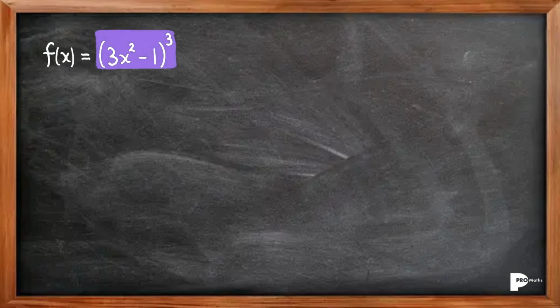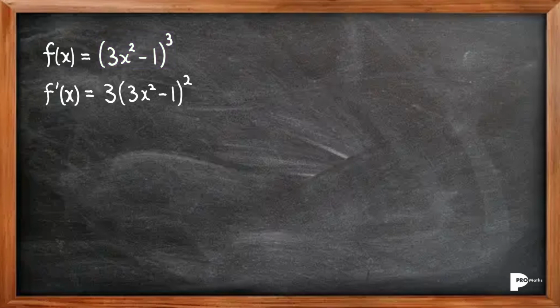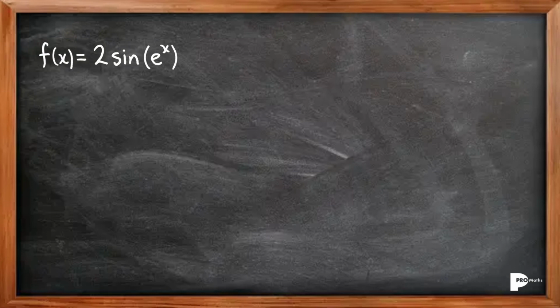Differentiate the outside function normally, quote unquote. So in this case, multiply by 3 and take 1 away from the power to get 3 (3x² − 1)². But since you have an inside function as well, you need to multiply by the derivative of that. So multiply by 6x. So the derivative is 18x (3x² − 1)². That's it. Let's mix that up a little and throw in a few more functions.